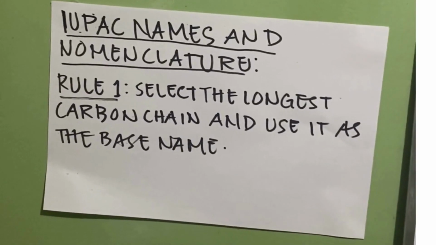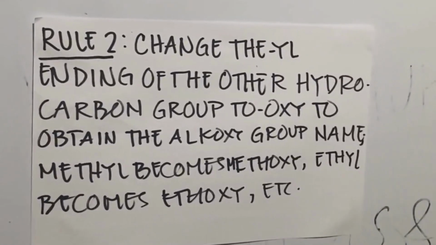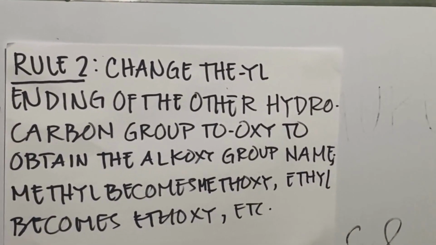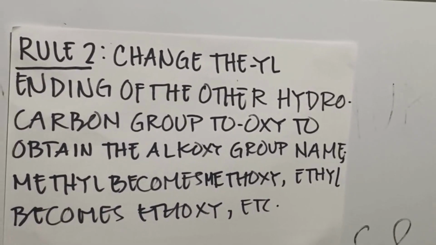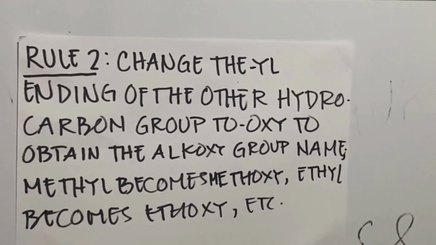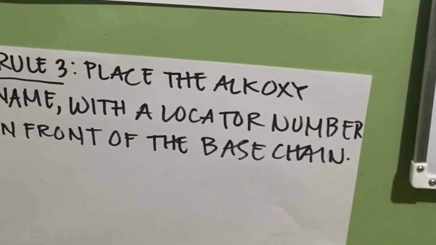IUPAC names and nomenclature. Rule number 1, select the longest carbon chain and use it as the base name. Rule number 2, change the yl ending of the other hydrocarbon group to oxy to obtain the alkoxy group name. Methyl becomes methoxy and ethyl becomes ethoxy, and so on. Rule number 3, place the alkoxy name with a locator number in front of the base chain.